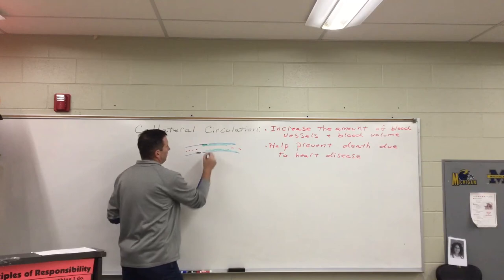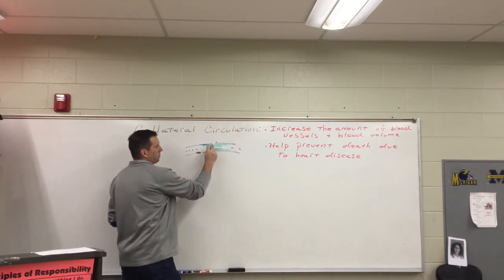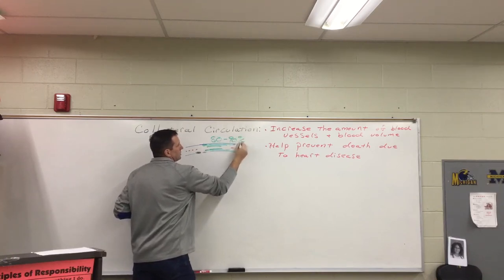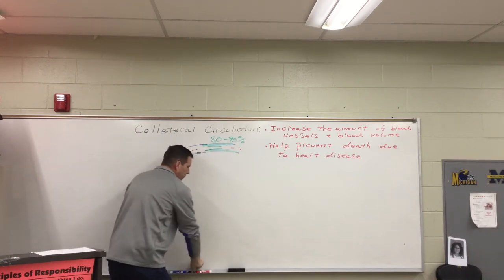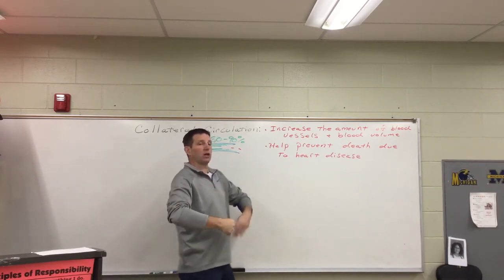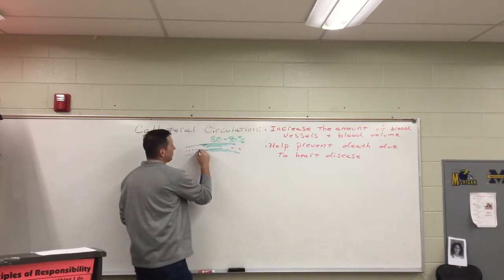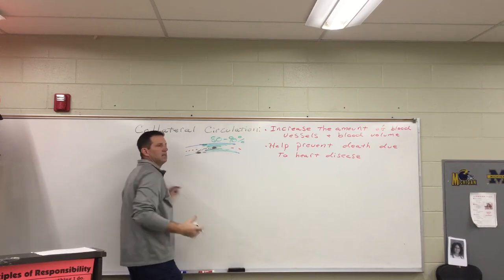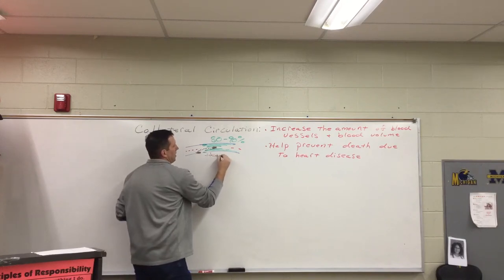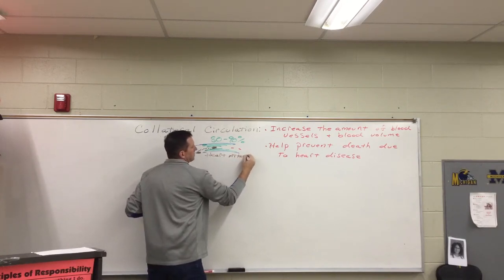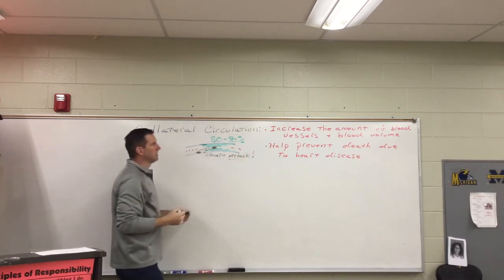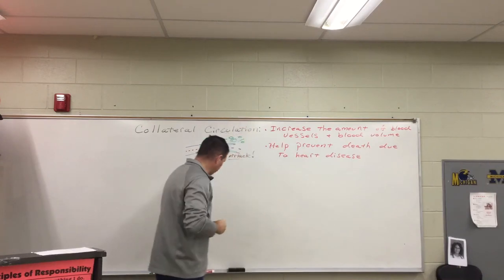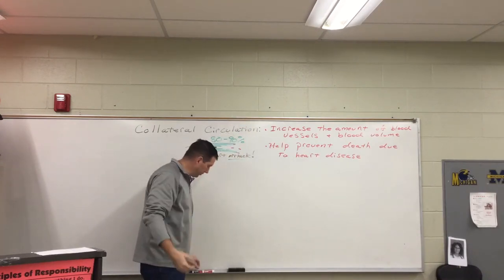Because now if we have a blockage here, and let's say this person has 80% to 90% blockage, well, this clot might be very large. When it gets free, like a scab gets free, it could come right here and clog. And now we have a heart attack. Okay? We don't want that. So what we can do to help prevent this is we can build up our collateral circulation. All right? Well, how do we do this?